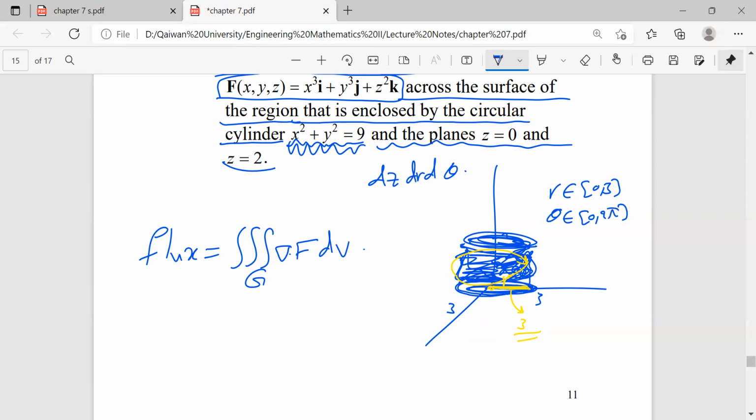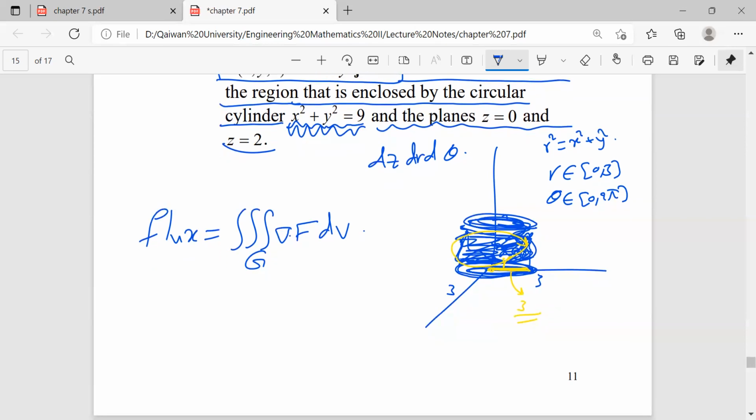And here r squared equals x squared plus y squared. So if we have any x squared plus y squared, we convert it to r squared, and we leave z to be the same as itself, because we have these elements. We take the integration with respect to z, r, and theta. So the first integration is with respect to z, dz.